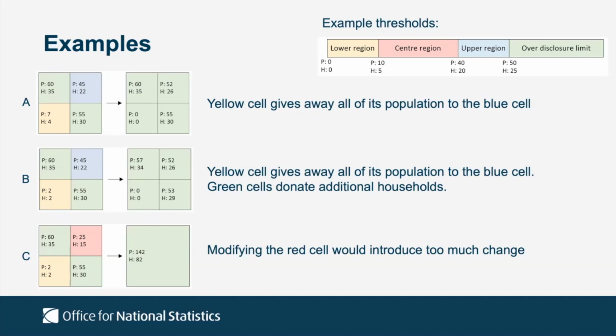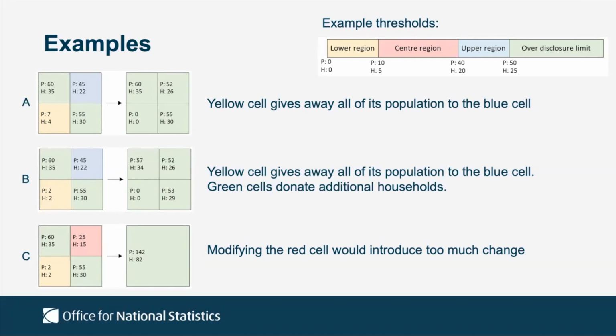and then produce an output. And then the last one, example C: modifying the red cell, which fits in that center range, would introduce too much change, which means that all those 4 cells get aggregated up to the parent to give you that 1 cell, one step up the hierarchy. So that's generally speaking the rules as we describe them.